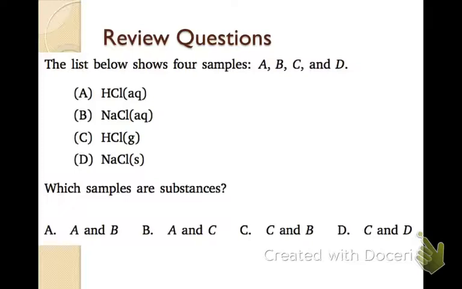Like we saw in a previous example, anytime we have aqueous, we actually know that we're adding water to them. So I'm just going to make sure I show that when you have aqueous, it's adding H2O. So A and B are each aqueous. A is HCl and water, and B is NaCl and water, salt and water. So C and D are the only substances that are actually going to be pure substances, not mixtures. So D is our answer here.